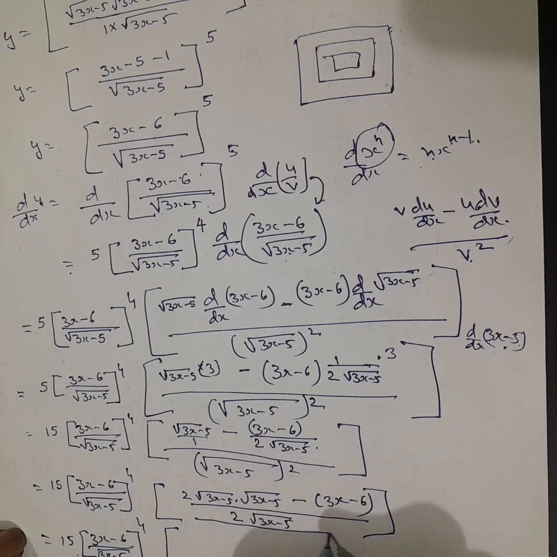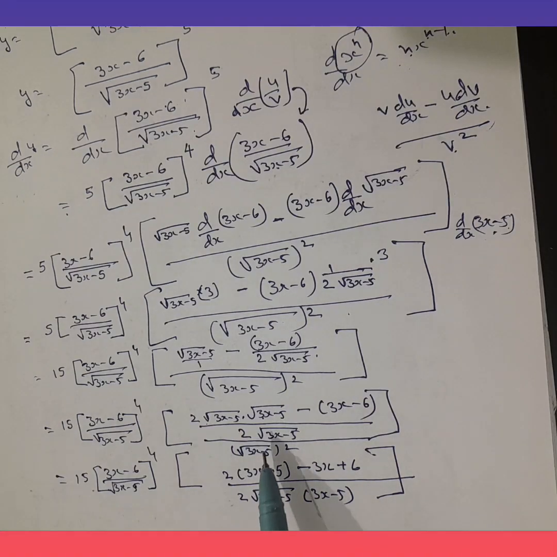Now this I forgot to mention, this is divided by root 3x minus 5 the whole square. Alright, so in the next step this part remains as it is. Now since this is 2 root multiplied, this becomes 3x minus 5, the root disappears. Alright, 2 into 3x minus 5 minus, now I open the bracket, so it becomes minus 3x plus 6, and this goes with the denominator. Here also it was square, so I converted it into 3x minus 5.